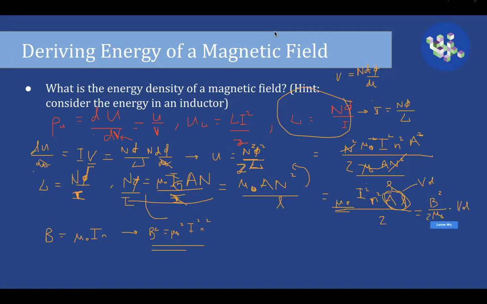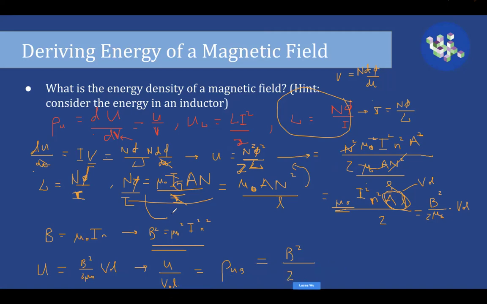So what am I getting here? I'm getting the total energy U equal to B squared divided by 2 mu 0, times your volume. So what does that mean? Well, that means that my potential energy per volume, so basically the energy density of the magnetic field, I'll call that rho u b, equals B squared divided by 2 mu 0.